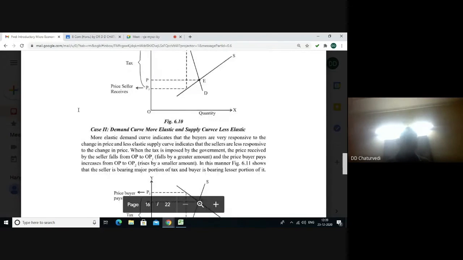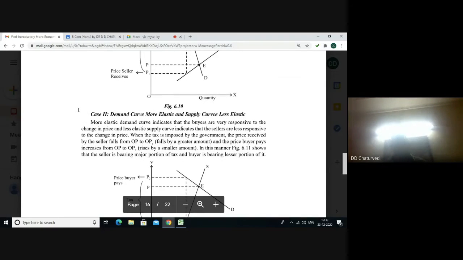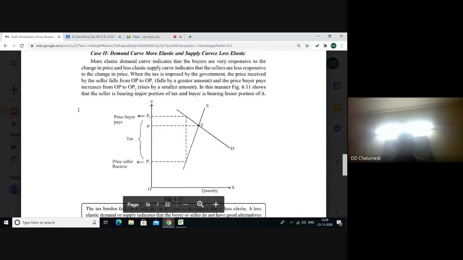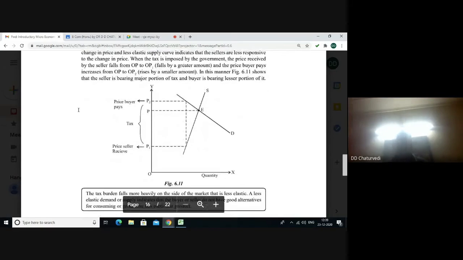Similarly, we can study the second case where demand curve is more elastic and supply curve is less elastic. This is shown in figure number 6.11. Supply curve is steeper, indicating low elasticity of supply. Demand curve is flatter, indicating high elasticity of demand. The equilibrium price is OP before imposition of the tax. And suppose tax imposed is equal to P1P2.